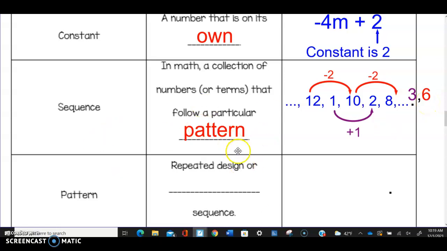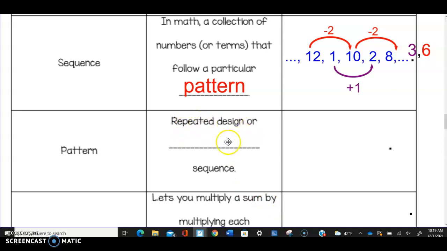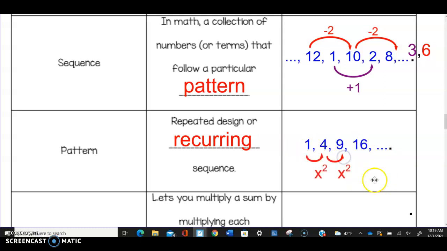So we're looking for a pattern if we are working with the sequence. A pattern is repeated design or a reoccurring sequence. So again, we have some numbers here. And in this case, our relationship, we have some number being squared to get to our next term.